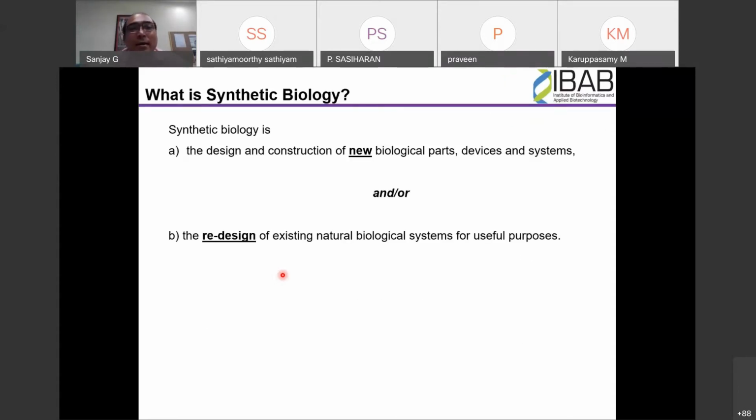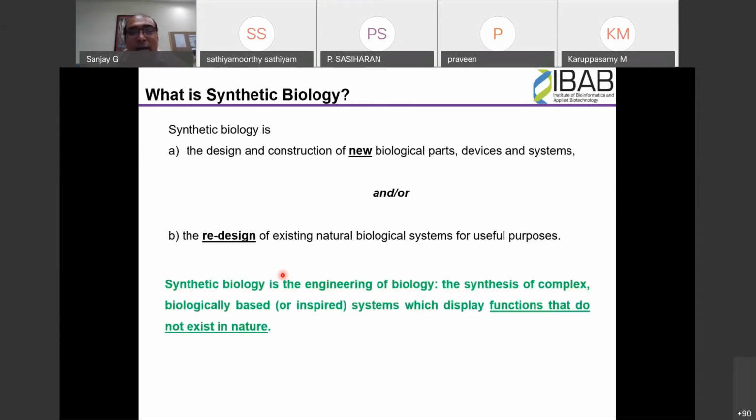So just to get started, first let's see what synthetic biology means. There is not a single definition available for synthetic biology at the moment, but broadly it includes two different criteria. Number one is that we can make completely new biological parts which don't exist in nature, and for that we need to engineer DNA elements, genetic elements, etc. Or we can redesign. There is a natural biological system, let's say a cell. We don't have to create a cell, but we just engineer that cell to suit the purpose. And mostly synthetic biology is done for useful purposes for humans, right? It is no fun engineering a cell if it is not going to give us any benefit.